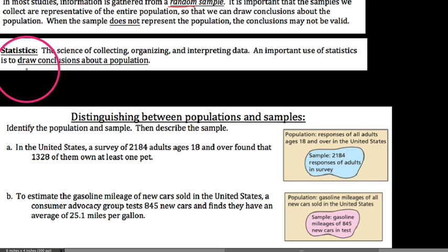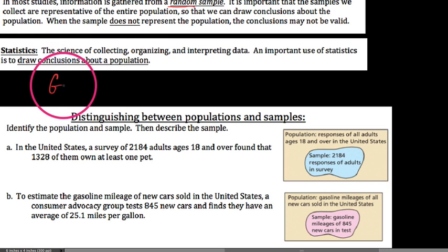Now, this is kind of the root of all evil here when we talk about all of these concepts of population and sample. We're talking about statistics, and by statistics in general, we mean the science of collecting, organizing, and interpreting data. But you'll notice that I put here, and absolutely underline this portion, a section where I say that an important use of statistics is to draw conclusions about a population.